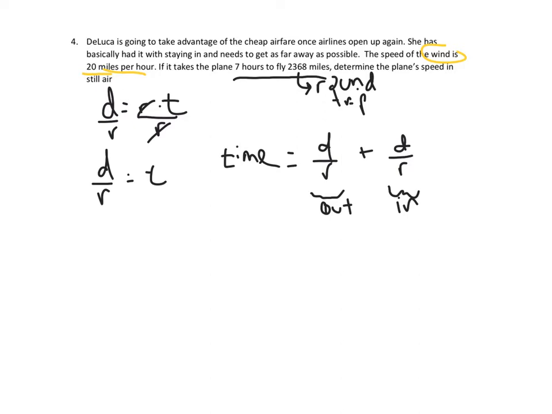So our time we were given is 7 hours, and our distance is 2,368. So if it's round trip, that means the distance going out and the distance coming back in is still going to be the same. It's going to be half of our total distance, which is 1,184.